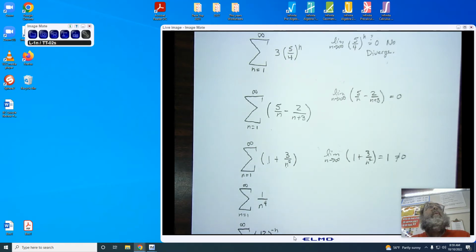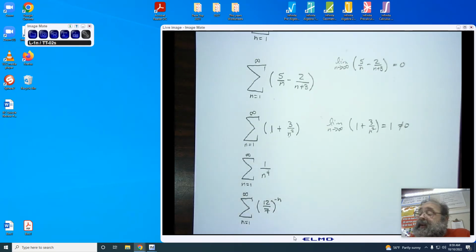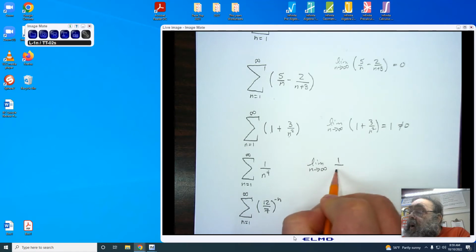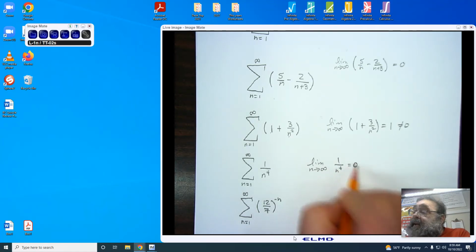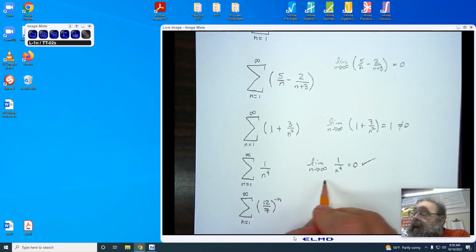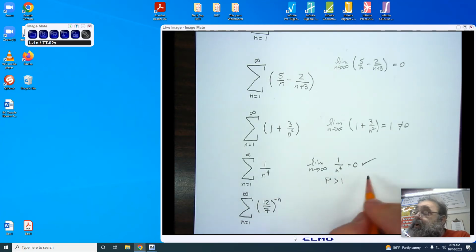Let's take a look at our fourth example. This is a p-series. Notice that the p-value, that power of n, is greater than 1. We can also see that the limit as n approaches infinity for 1 over n to the fourth does indeed go to 0. So we have it equaling 0, and we have p greater than 1. This is a p-series that must converge.